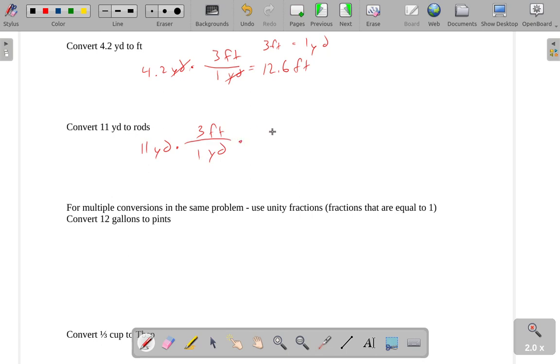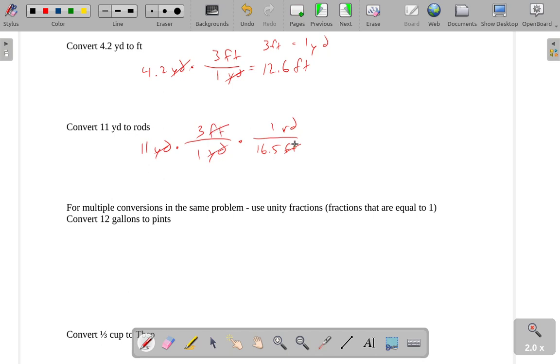3 feet and 1 yard. And then I'll go from feet, rather. It's 16.5 feet per 1 rod. And by doing it this way, you can see the feet will cancel with the feet. So whenever I'm introducing one, I introduce this fraction in such a way that my units will cancel.